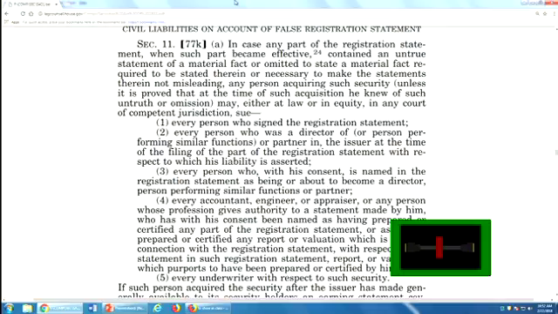All right, a little bit more on Section 11, Omnicare. So Omnicare is a D.C. Circuit opinion, right?